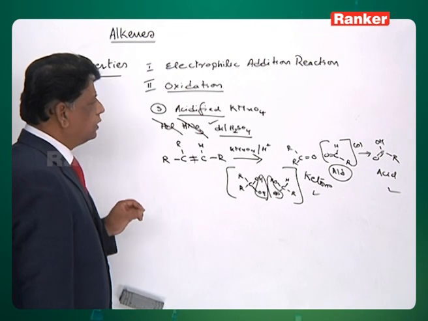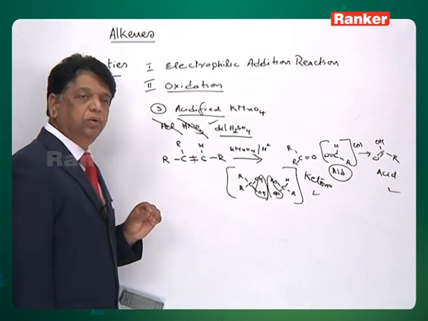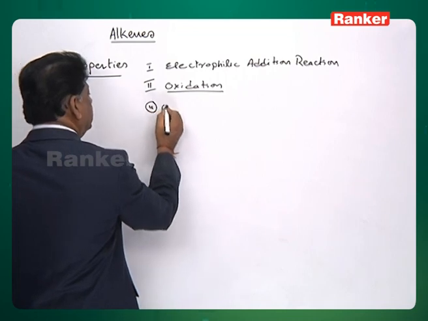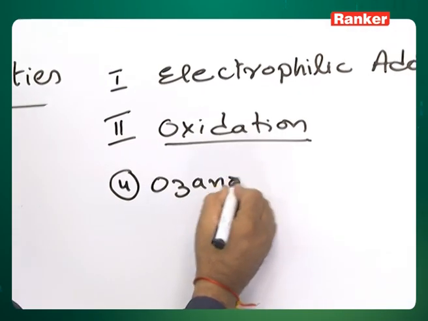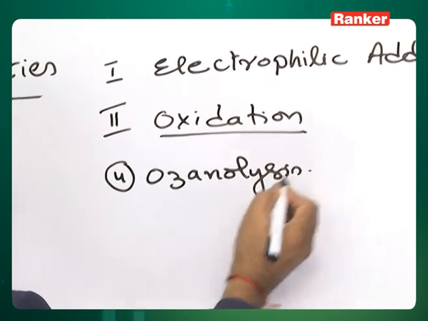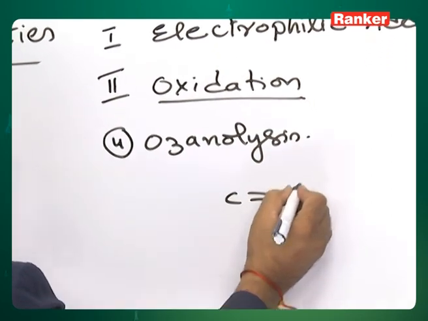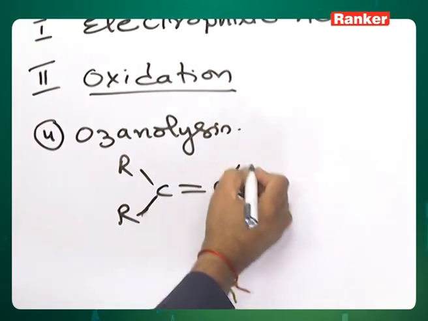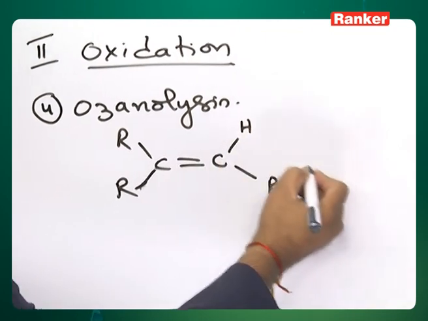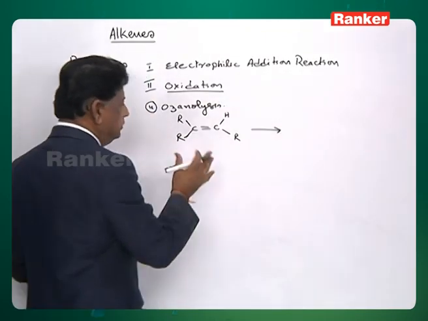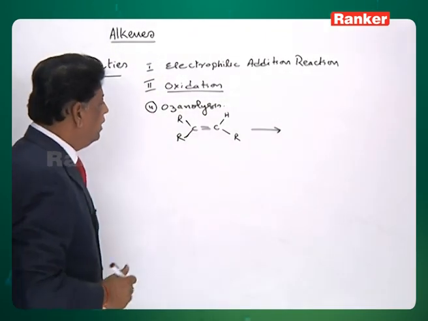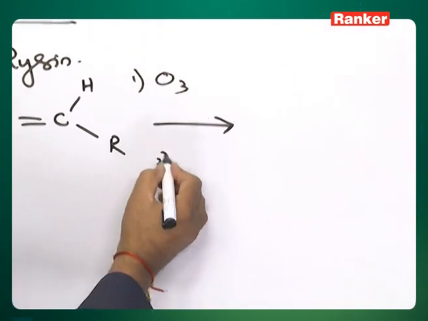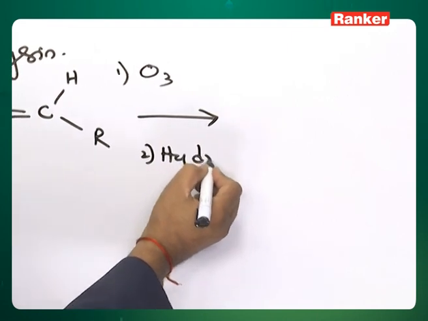Lastly, we have one more oxidation, that is reaction with ozone called ozonolysis. We will see that. The fourth type of oxidation is called ozonolysis. In the ozonolysis, a double bond containing, again let us take one side 2 R's and one side 1 R and 1 hydrogen. Okay, it is suitable to discuss the reaction. So we are adding ozone, followed by hydrolysis. These are the 2 steps of the reaction.